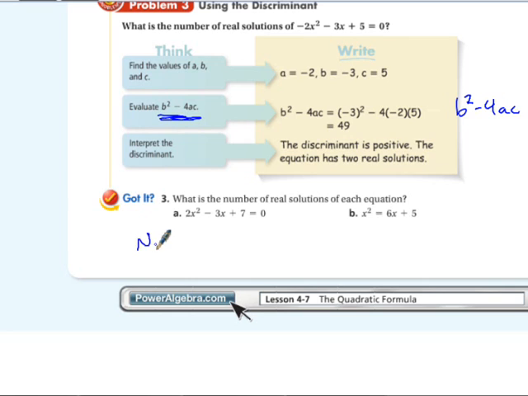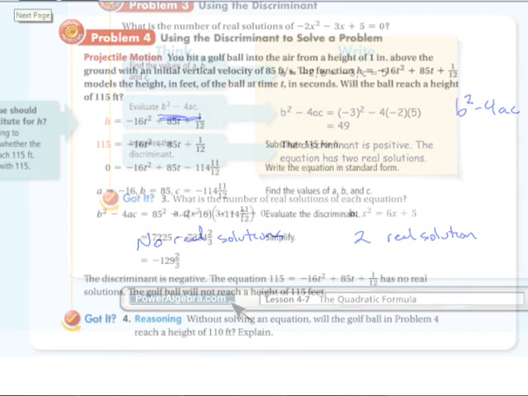All right, you're back. Hopefully for a, you got no real solutions. And for b, you got 2 real solutions. If you didn't get those, try them again. Again, order of operations, sign errors, big mistake areas. If you're still not getting them, make a note of it, and I will go over those in class.